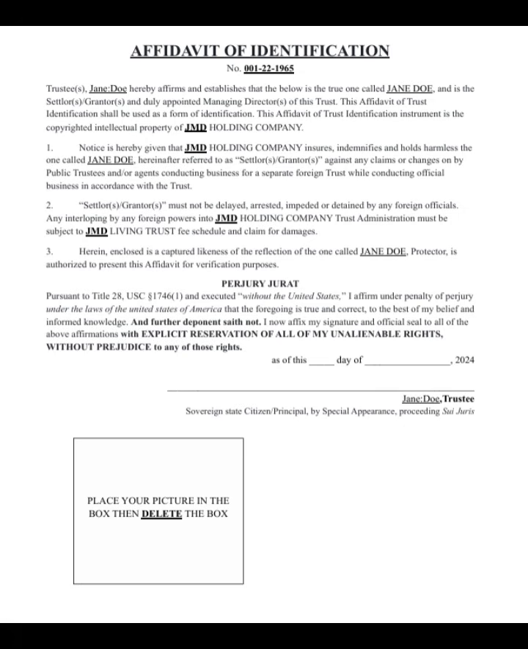So notice is hereby given that JMD Holding insures, indemnifies, and holds harmless the one called Jane Doe, hereinafter referred to as settler grantee, against any claims or charges by public trustees and/or agents conducting business for a separate foreign trust while conducting official business in accordance with the trust.